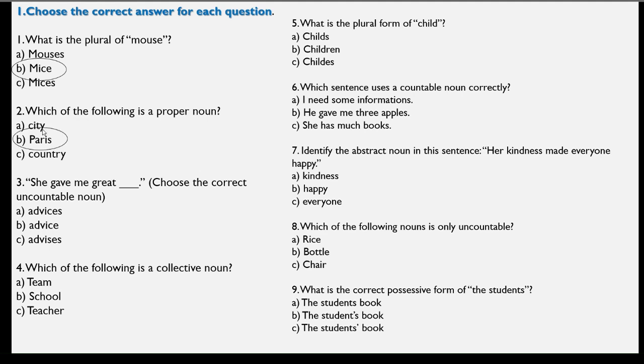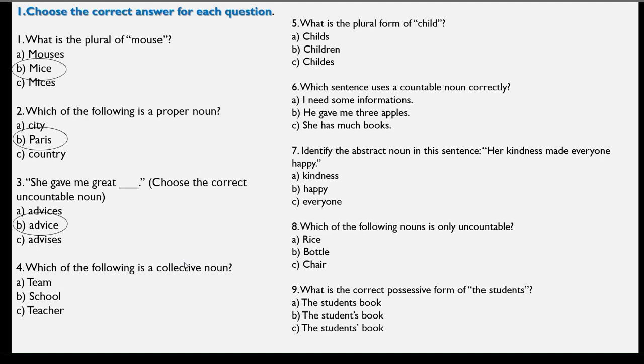Paris. She gave me great. Choose the correct uncountable noun. So uncountable means that this noun cannot be plural at all. So we cannot use advices because s is a plural ending. Advices, this word is not even right. So we have here advice.